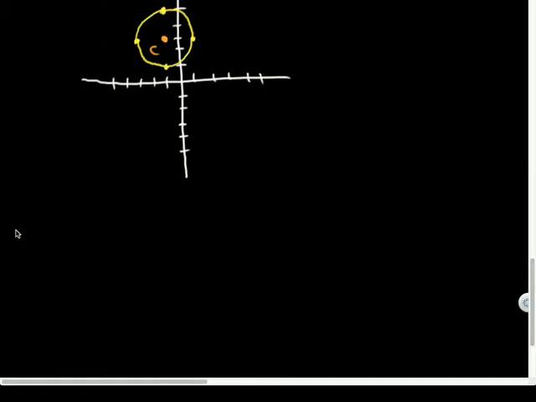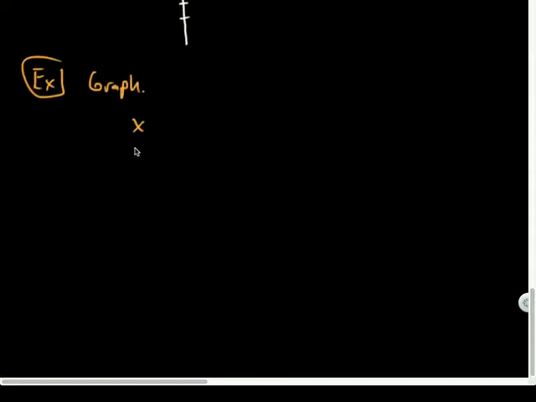So let's do another example. I'm going to have us graph the following. What if I gave you x minus 2 squared plus y plus 5 squared equals, and let's say 9. So what information can we pull from this equation?